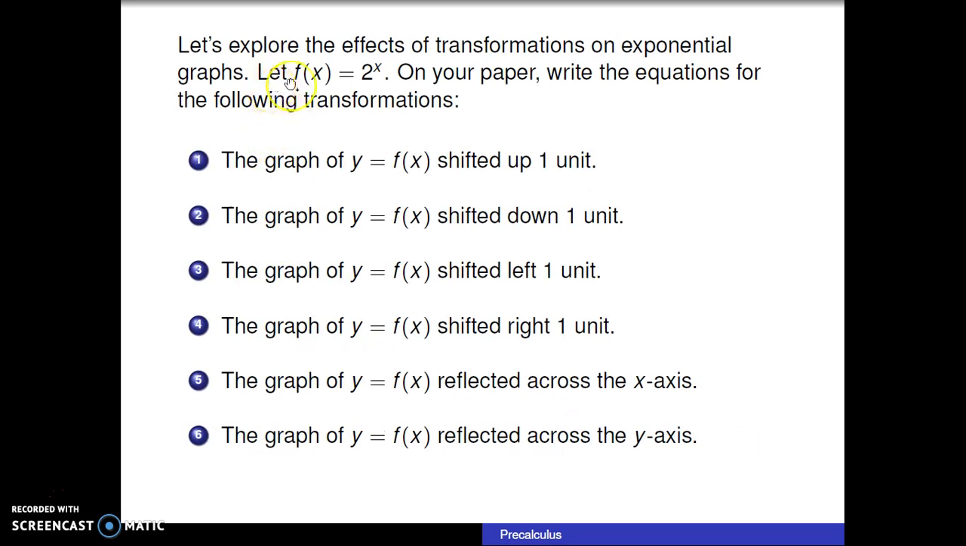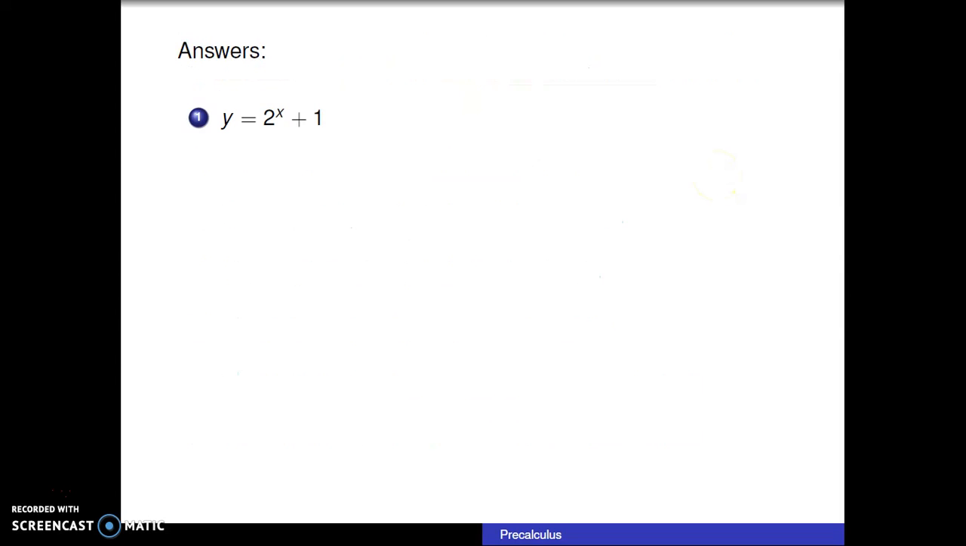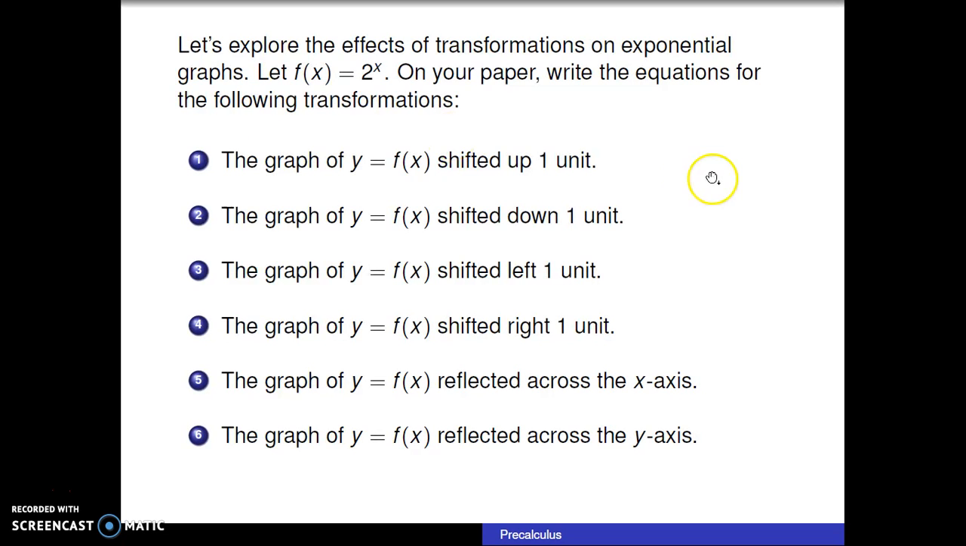Okay. Now let's take this 2 to the x function, and on your paper I'd like you to write down the equation that would shift this graph up 1 unit, the equation that would shift it down 1 unit, left and right equations, and reflection across the x and y axis equations. Just as an example, shifting up 1 unit would be 2 to the x with the plus 1 stuck on the outside. Okay, so pause this now and try to do the rest of these.